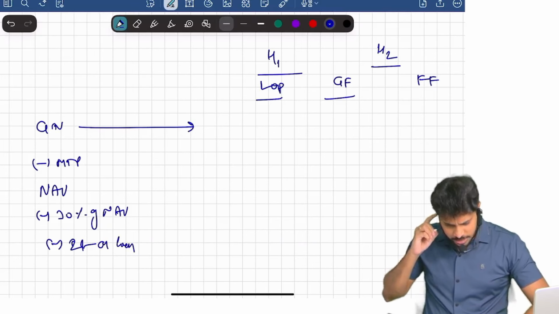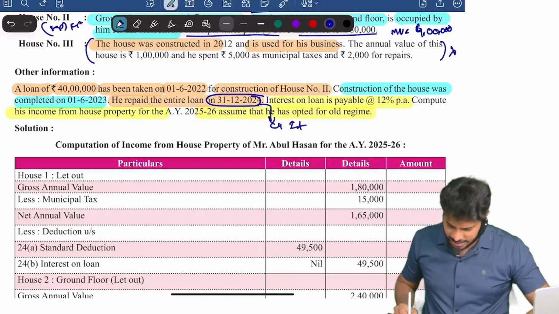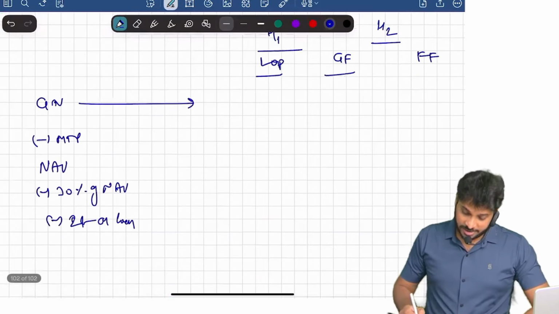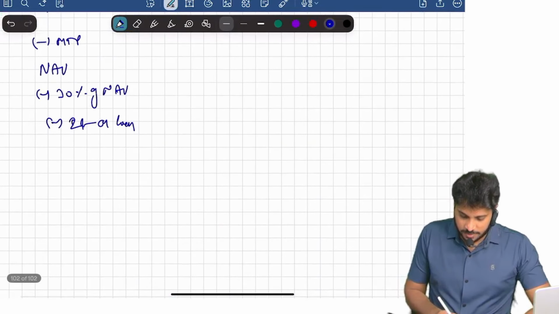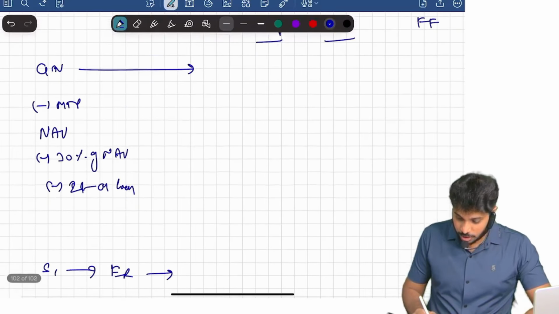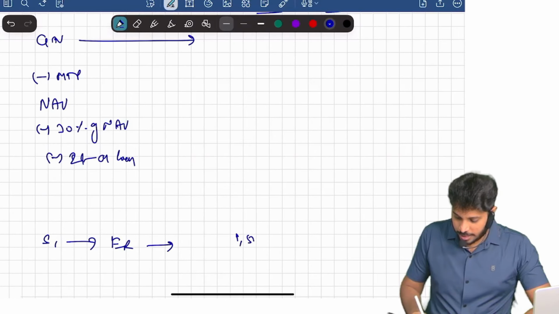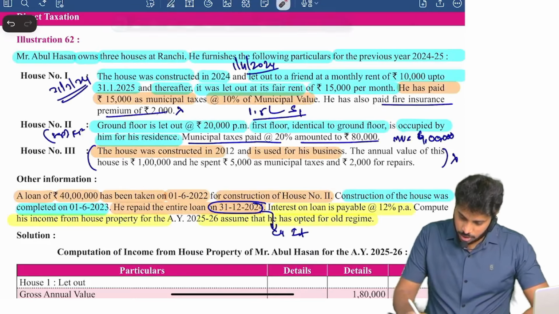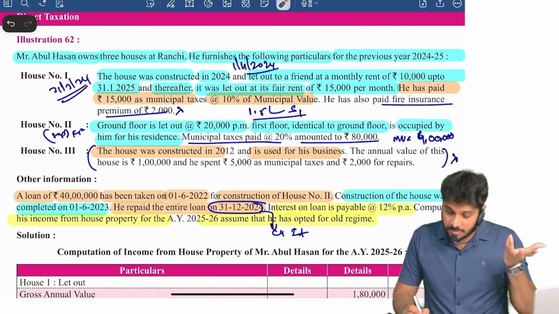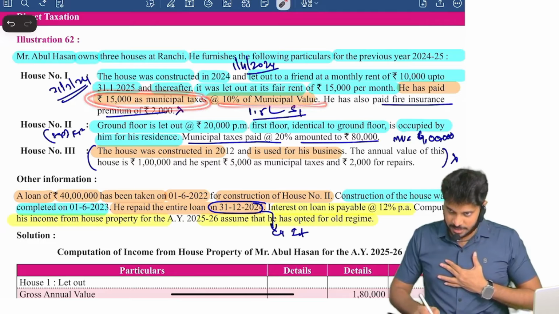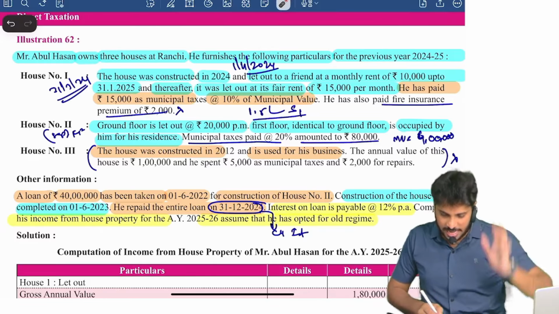Now for house number 1, I have to calculate the gross annual value. You see the municipal value is 1.5 lakh, correct? So gross annual value computation. Step number 1: expected rent for house number 1 is 1,50,000, correct? How do I compute 1,50,000 municipal value? It is given that 15,000 municipal taxes paid, which is 10% of the value, means municipal value is 1,50,000.